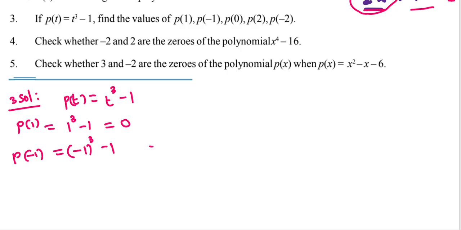See what we are getting. Look at minus 1 into minus 1 into minus 1. Minus into minus is plus, again plus into minus is minus, so 1 into 1 into 1 is 1 and we get minus 1. So that is minus 1 minus 1. How much are you getting? That is minus 2. Understand?